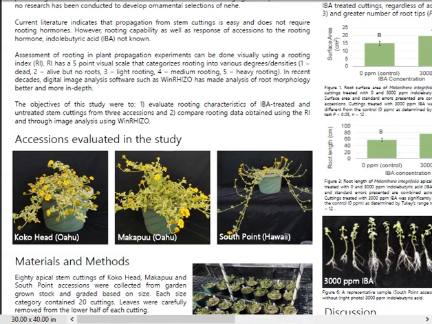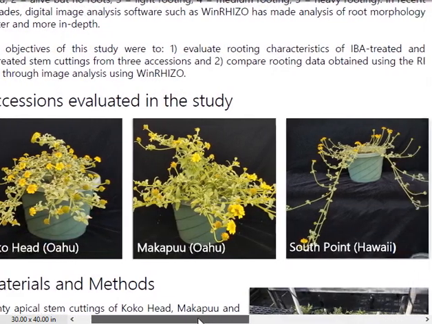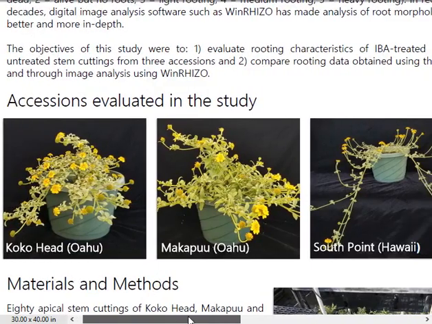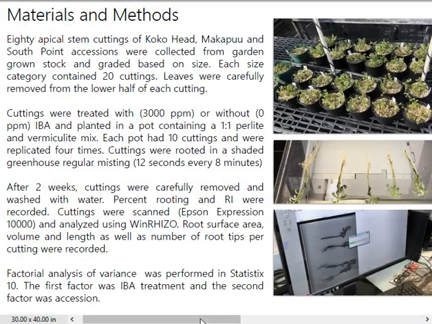So the accessions we evaluated in the study were Koko Head from Oahu, Makapuu from Oahu, and South Point from Hawaii. So we collected 80 stem cuttings of these 3 accessions from garden-grown stock, and we graded them based on size. These cuttings were then treated either without or with 3000 ppm indolebutyric acid and then allowed to root for 2 weeks. And then after 2 weeks, we carefully removed and washed all of the cuttings and then collected percent rooting and rooting index first.